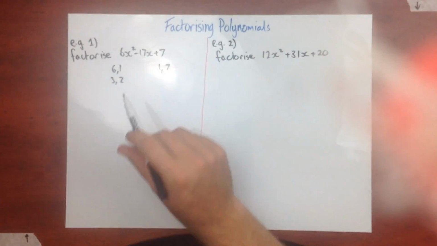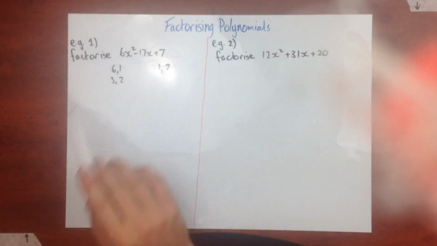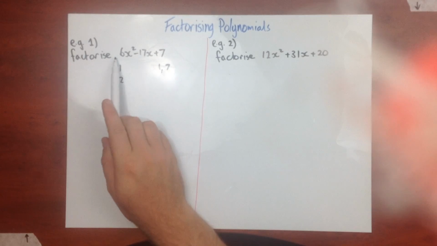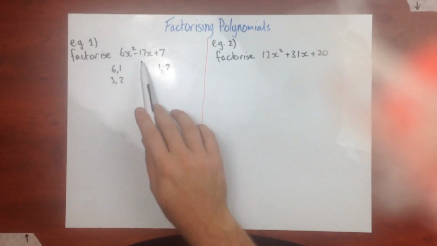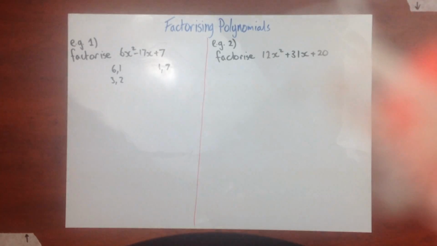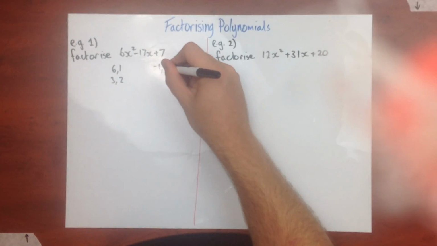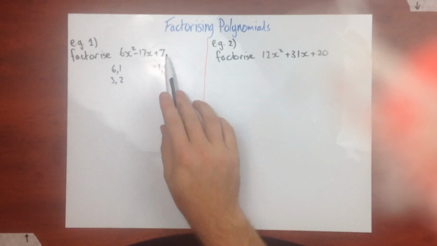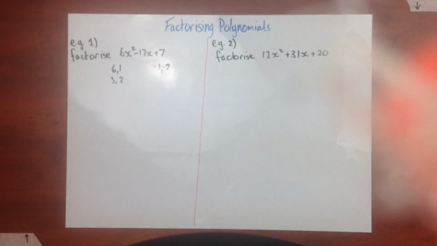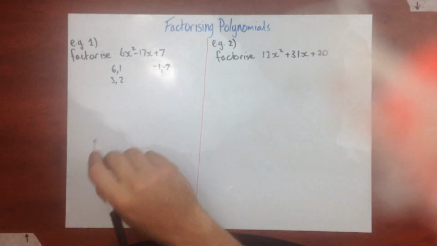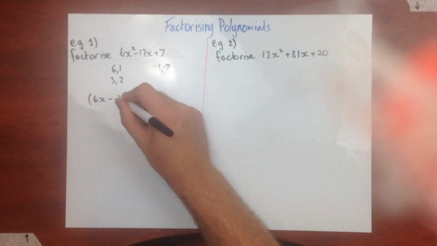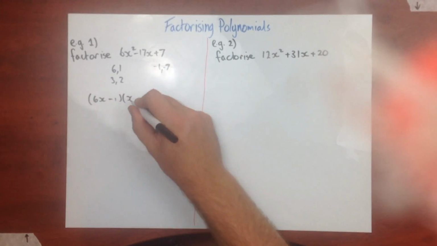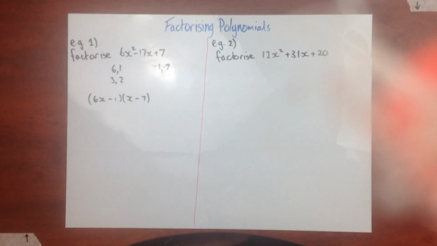Now the other thing that we can see here is we've got this negative in the middle, and we've got a positive here. So if we only use positive numbers, we're going to be in a bit of trouble because we're not going to end up with our negative number in the middle. So we're actually going to make both of our 1 and 7 negative, because they multiply to give the positive 7. Now we just need to start looking at our combinations of what we could do. So we could have, say, 6x take 1, and x take 7. We could be something like that.